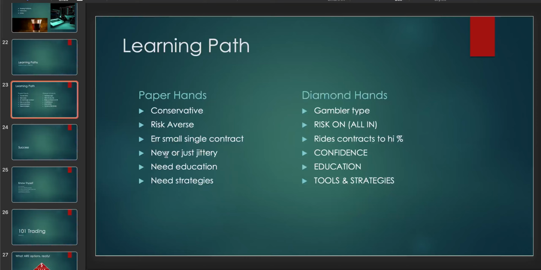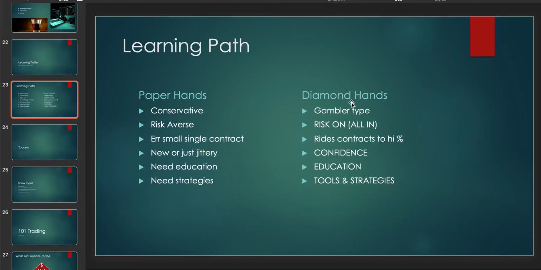But basically, it happens when people are new to options trading and they don't have enough education in options and they don't have all the available strategies that they can use. Or it can happen because people are simply jittery and that is their nature, and that's fine. You just have to identify if you are paper or diamond hands. Pick one, be true to yourself, and there are different ways of trading for each one of these learning paths.